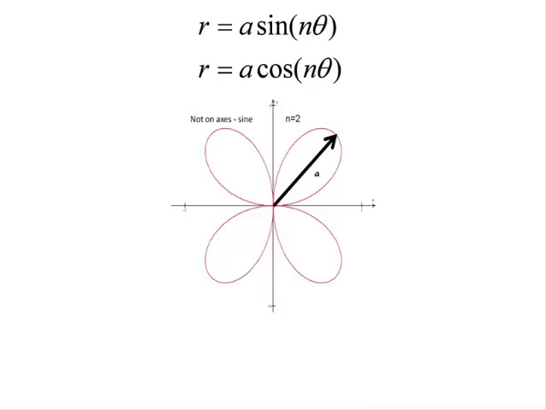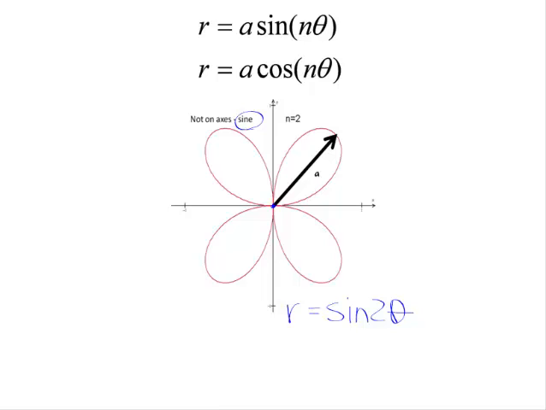Here I do not have a leaf on an axis. None of the leaves are on the axes. That tells me this is sine. I have 4 leaves, therefore I know n is 2. So the equation for this rose is r equals the sine of 2 theta.